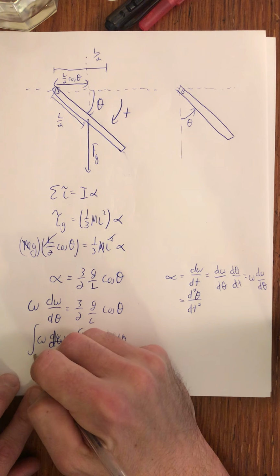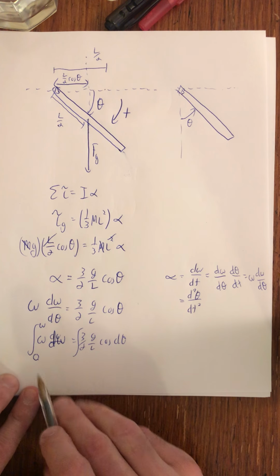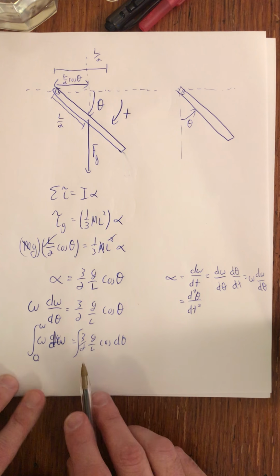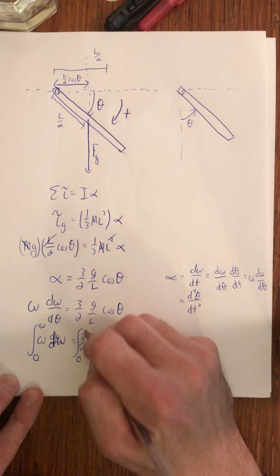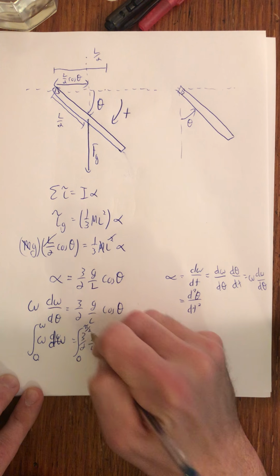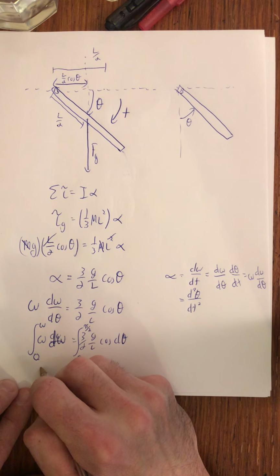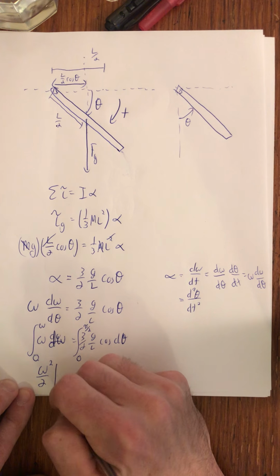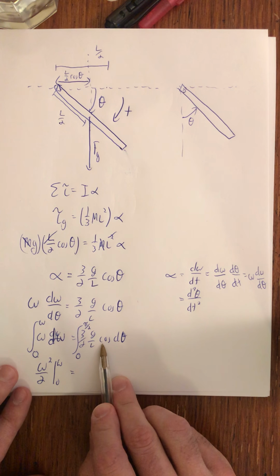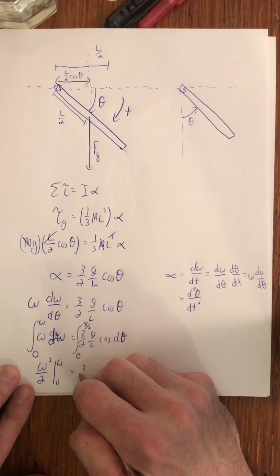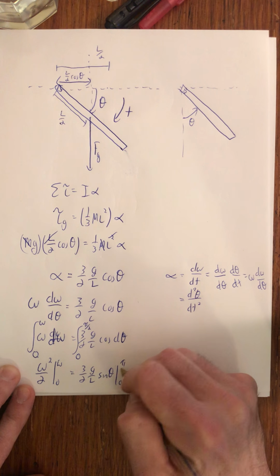And I'm going to integrate from an initial omega to a final omega, and I know the initial omega is 0 because it started at rest. If it didn't, this would just be omega initial. And then finally, the way I've defined it, theta is going from 0, and the endpoint that I care about is when theta is equal to pi over 2. It's gone down to the vertical position. So this integrates into omega squared over 2 from 0 to omega, and this integrates into the integral of cosine as sine. So it's just 3/2 g over L sine of theta between 0 and pi over 2.